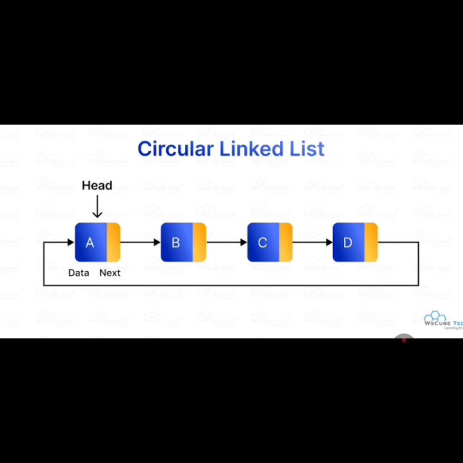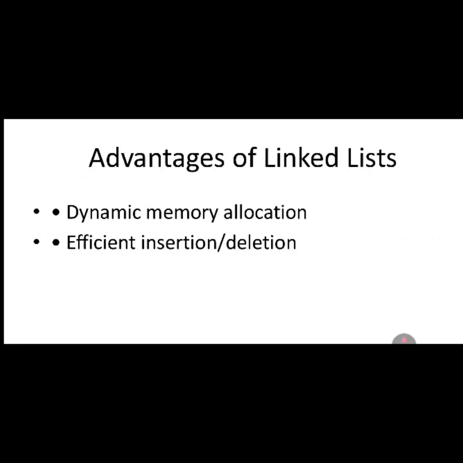Here D is the last node, and D points again towards the head pointer of node A. Though it forms a circular path, it is called a circular linked list. The next slide is about the advantages of linked list.